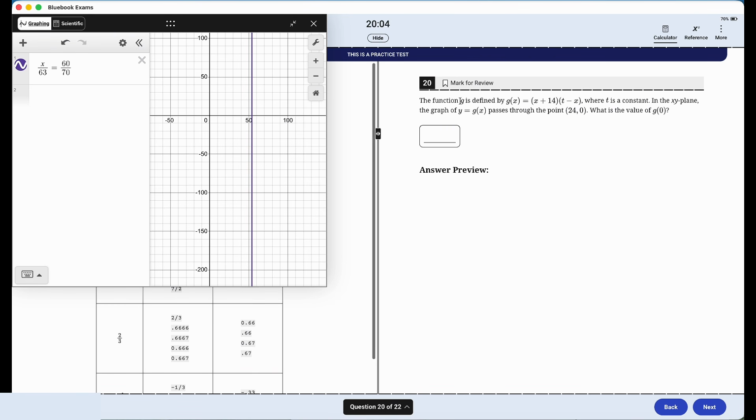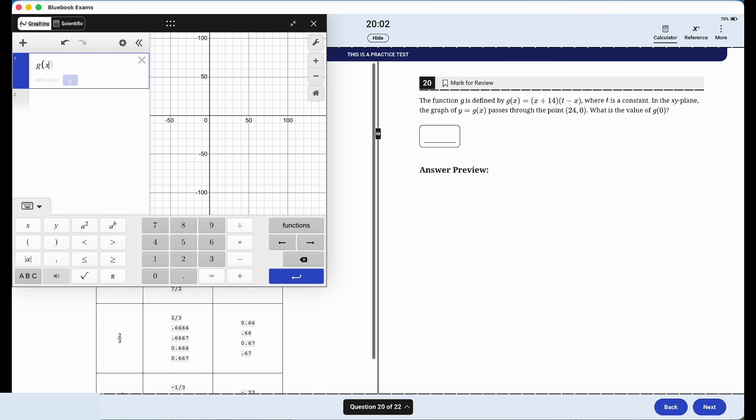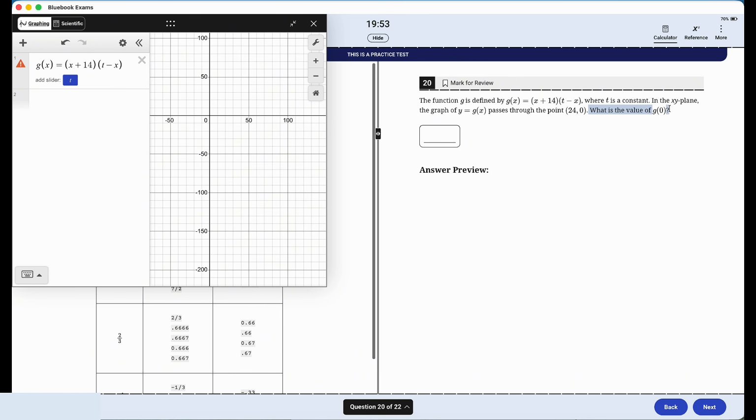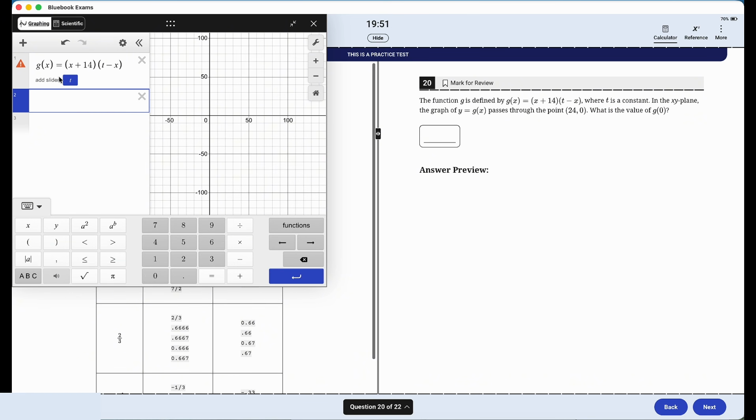Okay, next up, we got a function here. So you see, if I type this function into Desmos, most things with functions is just gonna be a Desmos problem, right? t minus x. This is my function, and the question, let's just go to the question real quick. It wants to know g of 0.